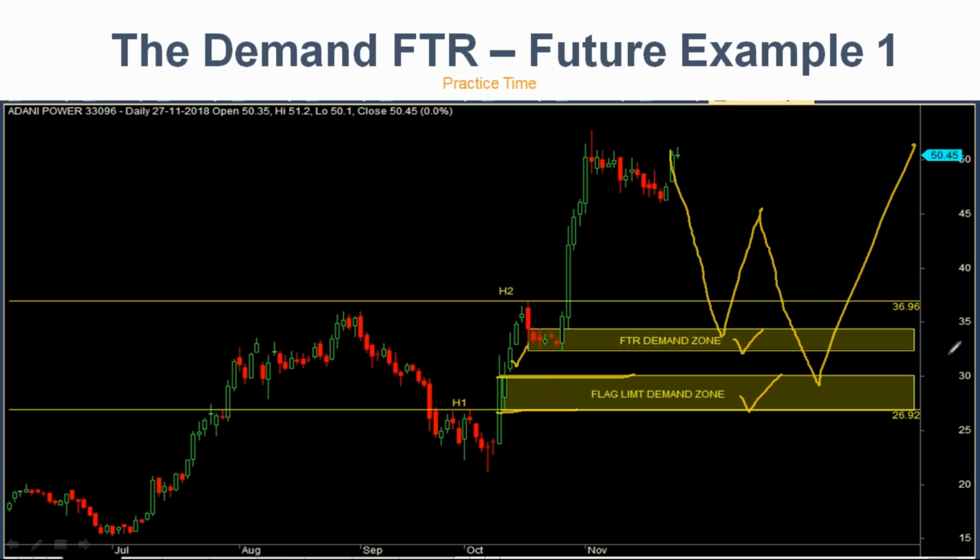At H1 I have an FTR, and above that H1 FTR I have a flag limit demand zone. Above that I have an FTR demand zone. At H2 there is no SR flip because a strong momentum candle broke H2. I don't think there is a flag limit at H2. It is a power pattern below a power pattern.